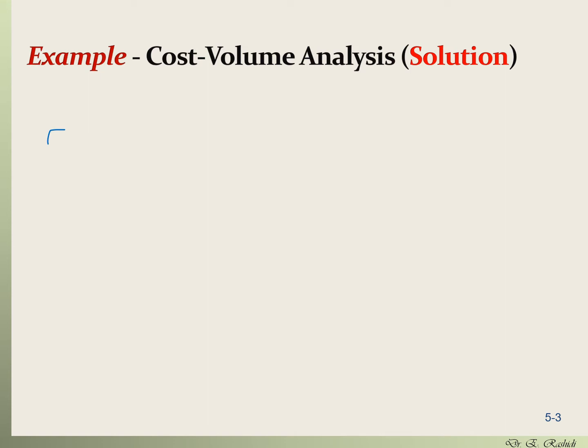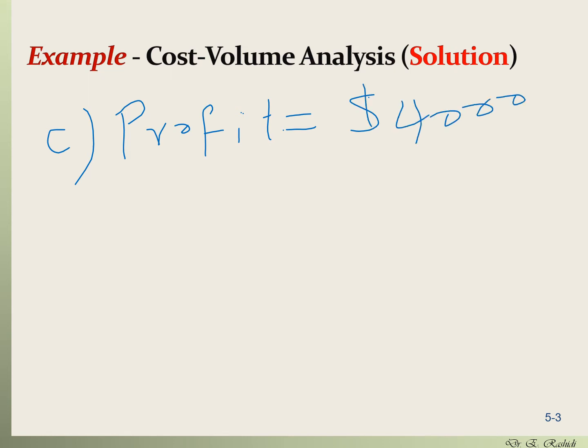Part C of the question says how many pies must be sold to realize a profit of $4,000. So we want to find Q such that the profit is $4,000, and we are solving for Q.